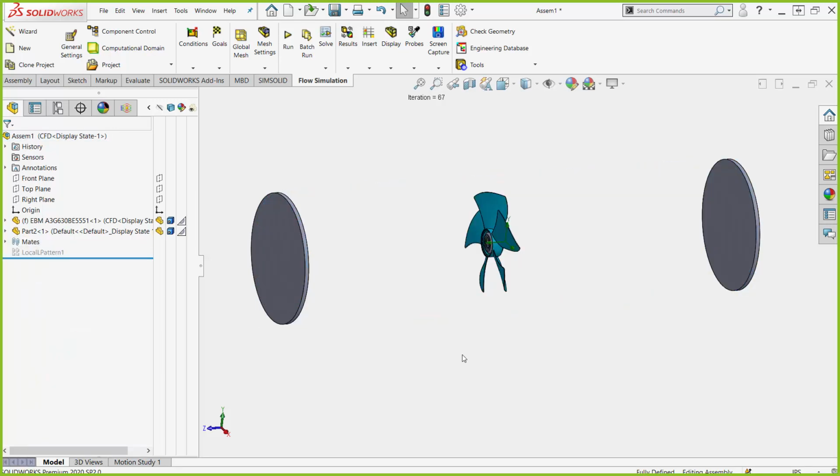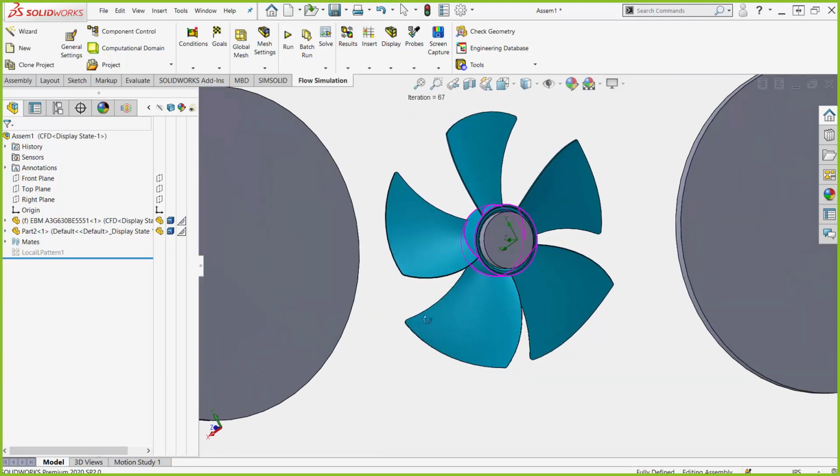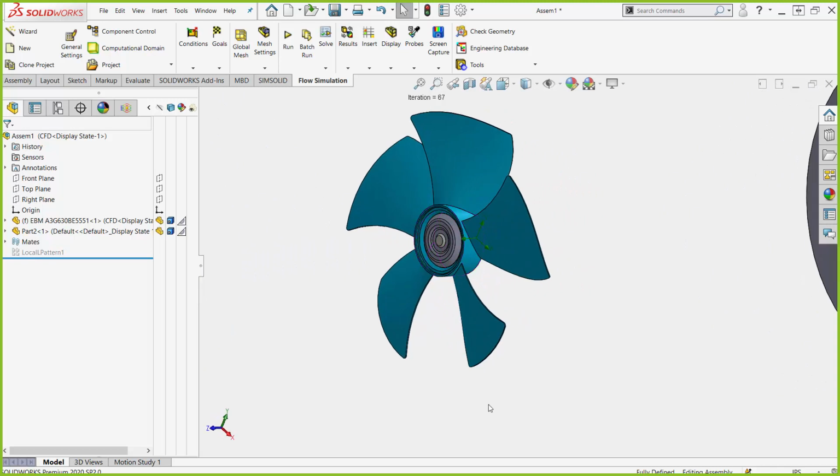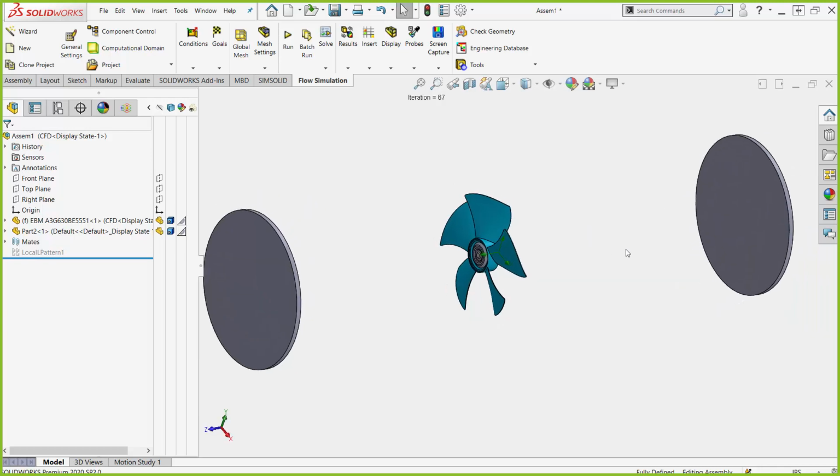And within it, I do have the fan itself. It has been fairly simplified. That hub and the rest of the motor is mostly gone. And I do that for calculation time. The simpler I make the model, the faster I can get to an answer.